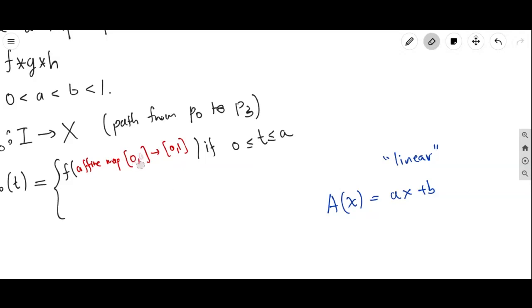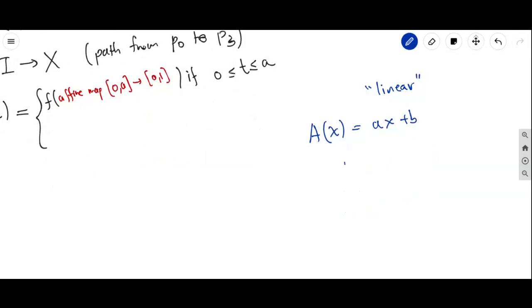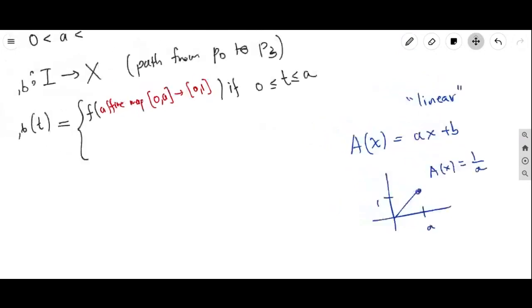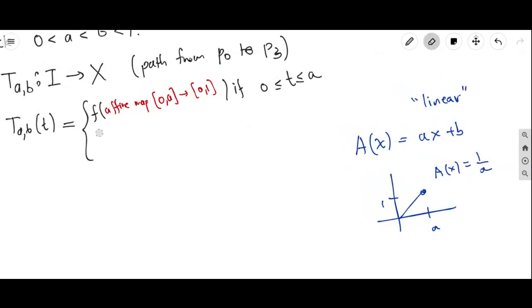So this is the affine map that takes you from 0, A to 0, 1. The picture would be a line. This is A, this is 1. So you have a line that kind of goes like this. Then for A of x, the slope of this line would be 1 over A. So what's the affine map? It would be ax plus b. Here b is 0, and the slope is 1 over A. So it would be t divided by A. That's what we had before.